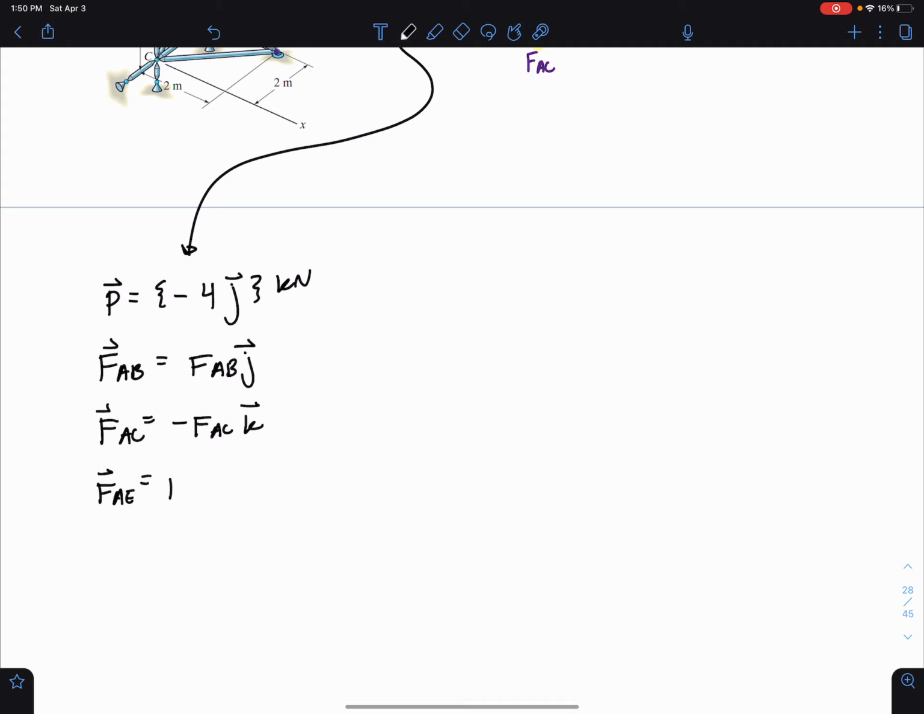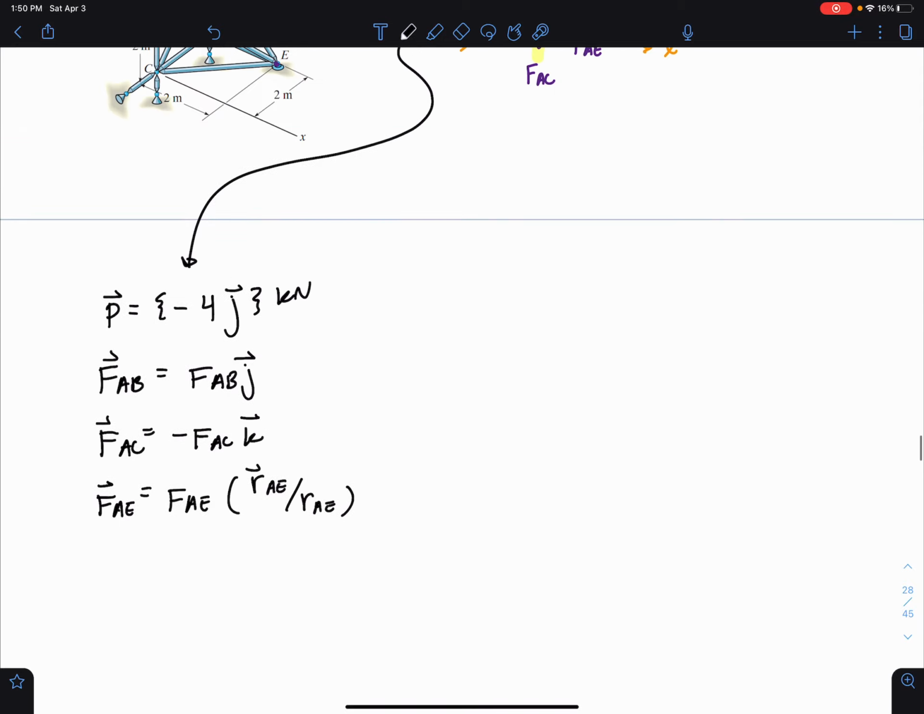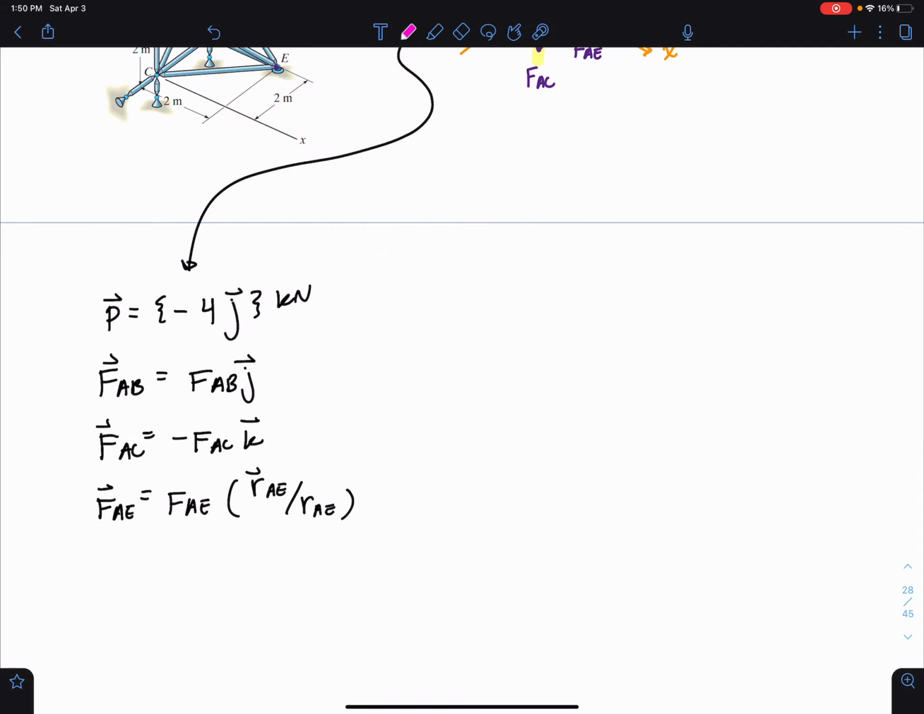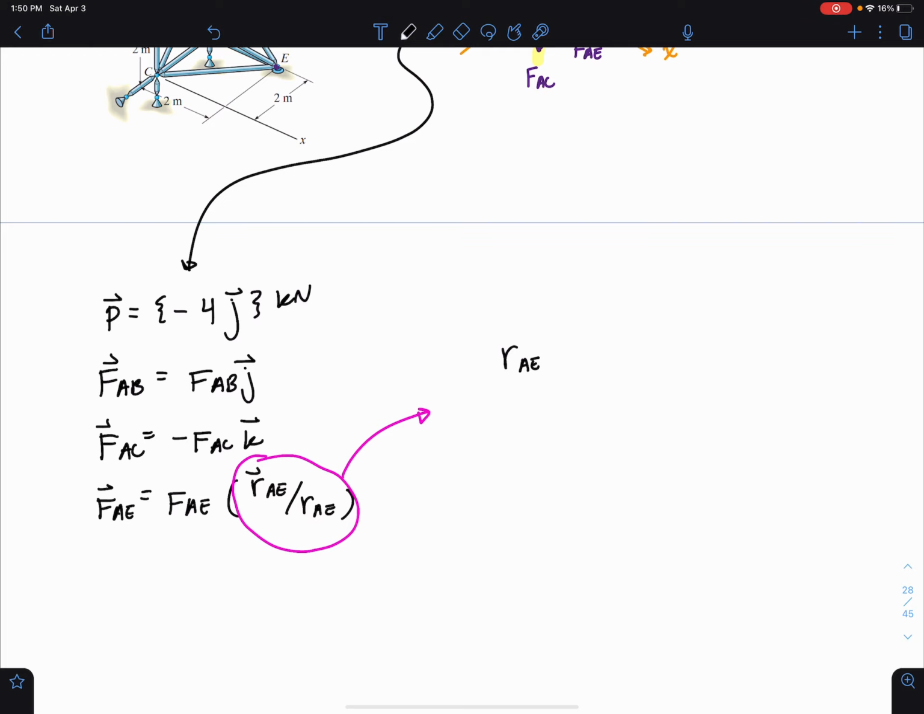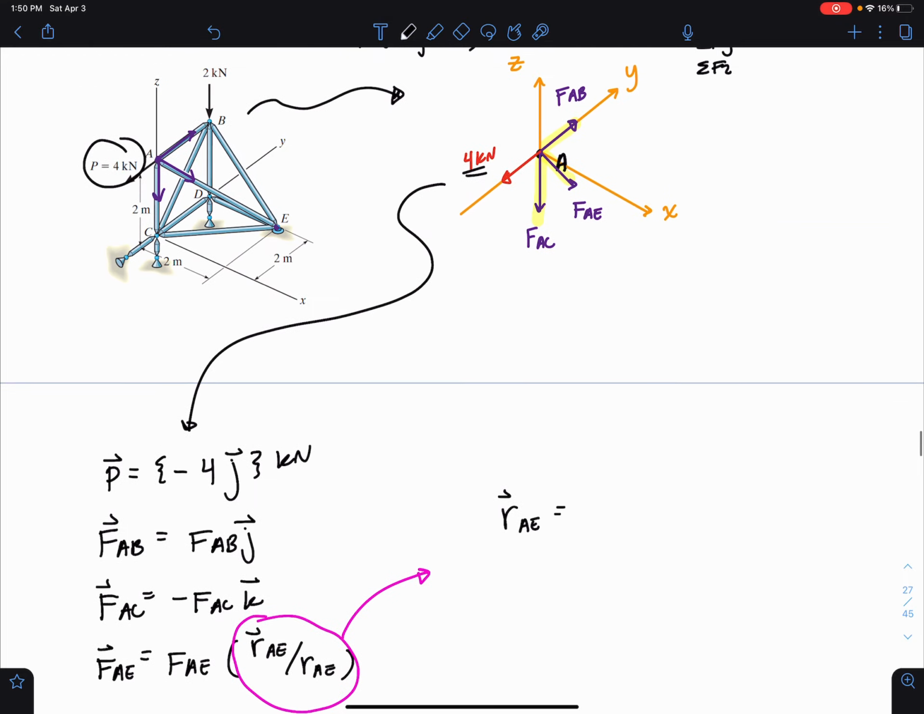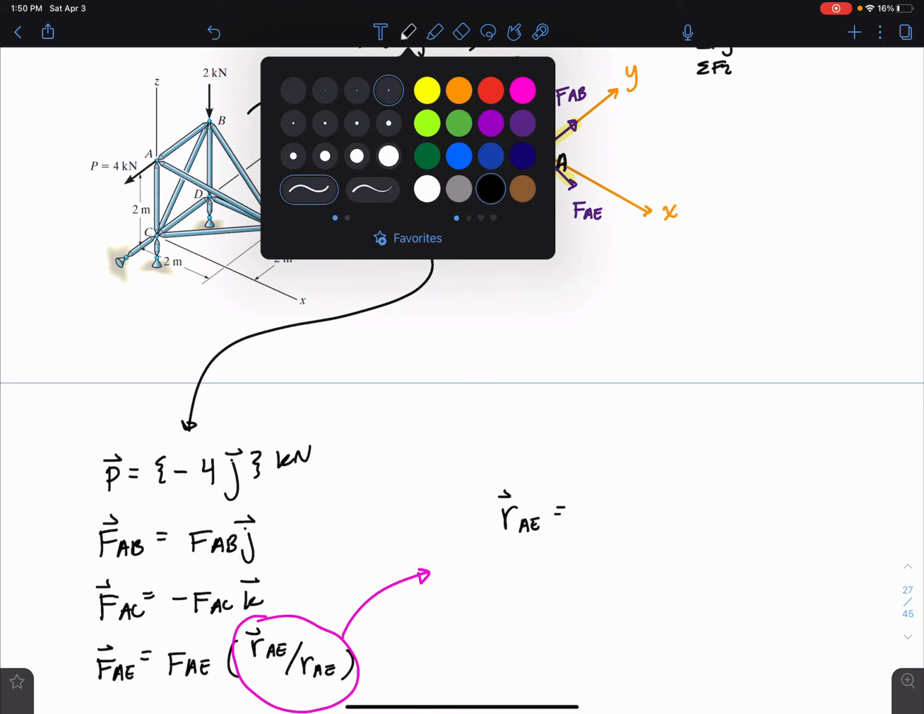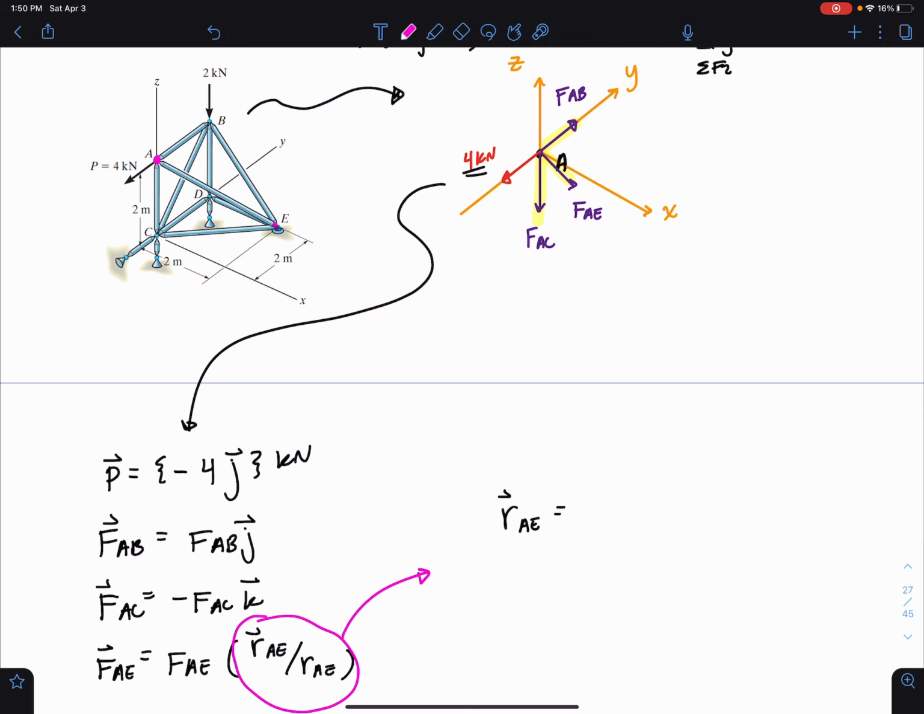And that's going to be equal to the magnitude of FAE times the position vector from A to E divided by the magnitude of the position vector. And we can actually get the position vector going from A to E. So let's work on solving for the position vector from A to E, and let's do this on this diagram right here. So we want to go from point A to point E. So that means we're going to have to travel.